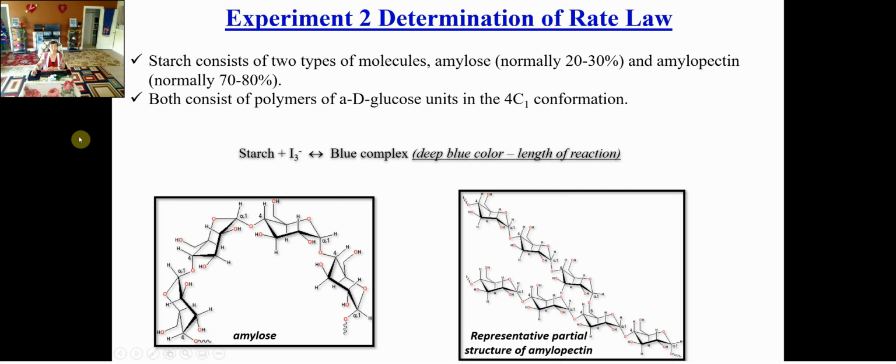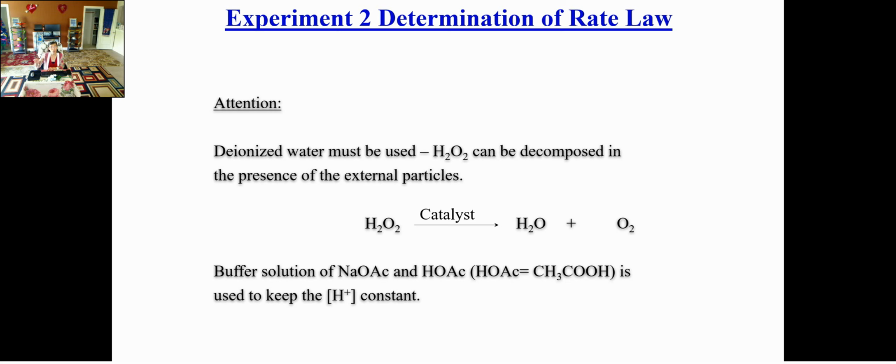So you are going to see a very dark blue complex. You produce a complex. This complex gives you a very deep blue, meaning your reaction length is going to be determined from the time you count your time to the time you observe the deep blue. So that's how you are going to stop your reaction.